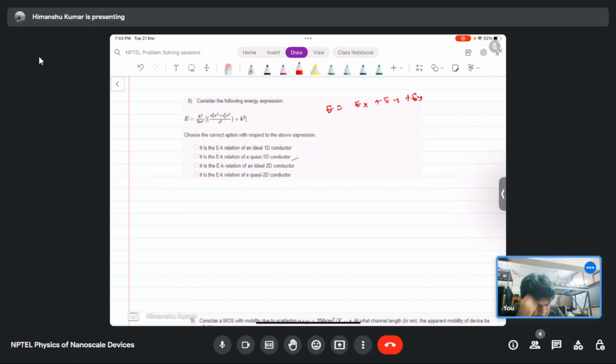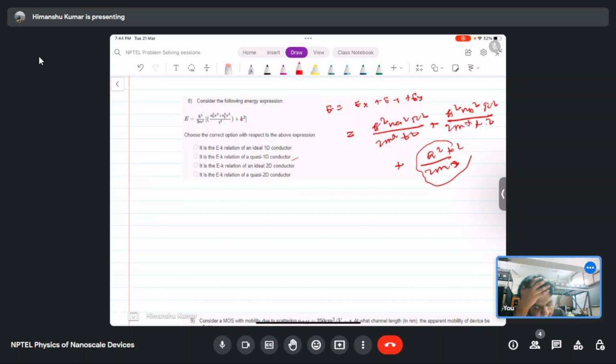So as you can see, in this one direction, if we expand this expression, it will be h square n_a square pi square by t square 2m star t plus h square n_b square pi square by 2m star t square, plus h square k square by 2m star. So in this only one direction, only the free electron expression is there, and in the other two directions there is a confinement.